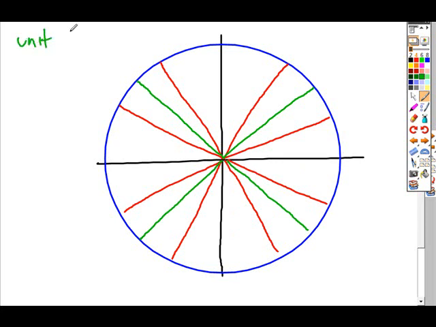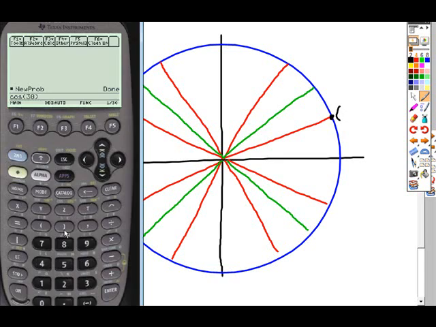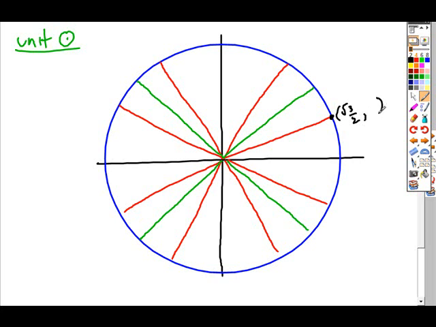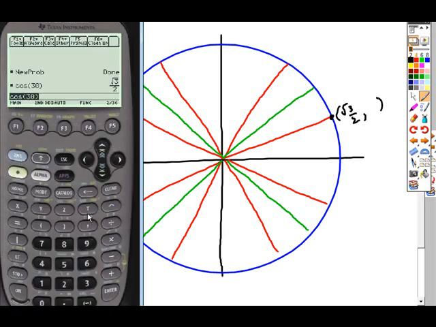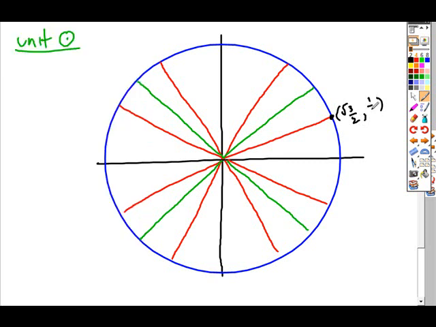This is an example of a unit circle where the radius is 1. What we found was that the coordinates at these given points, the x and the y coordinate, are just the cosine and sine values. So use your calculator. What is the cosine of 30 degrees? Square root of 3 over 2. And what would the sine of 30 degrees be? 1/2.